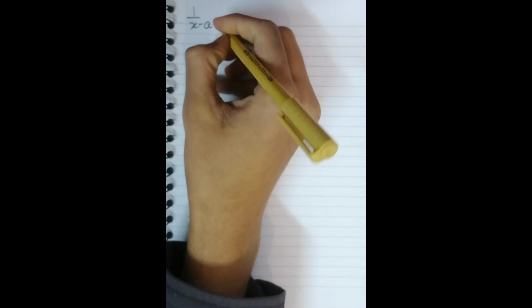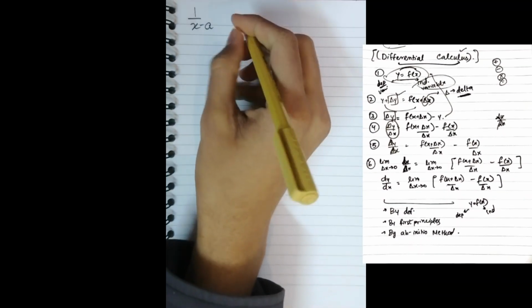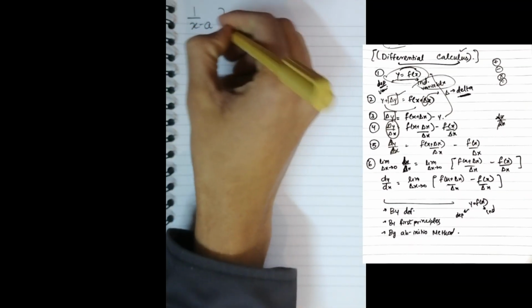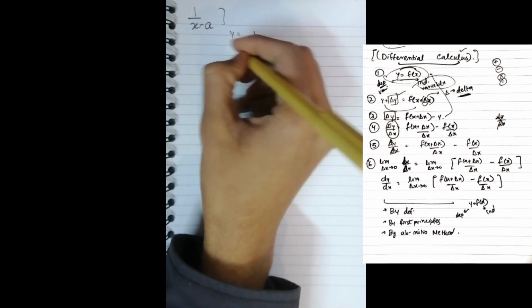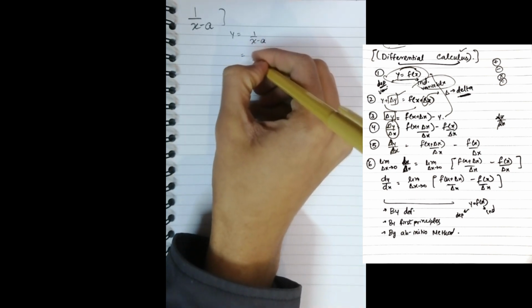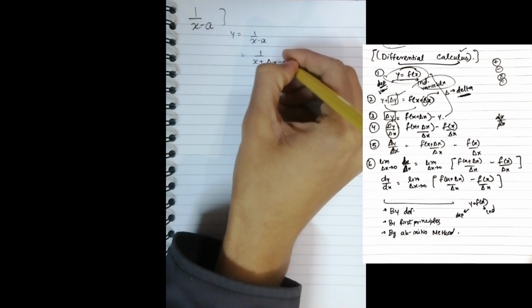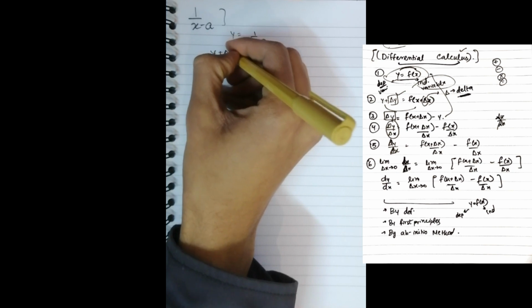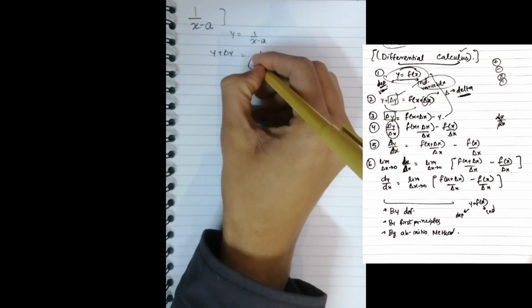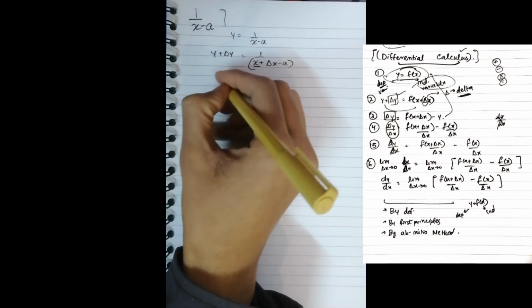Okay, so now we are going to solve this question in which it says that you have to find the derivative of 1 over x minus a. So first of all, I'm going to convert this thing into a function by putting it equal to y. Okay, and after that I'm going to add my increment in the dependent variable as well as in the independent variable. Oh, sorry. X is the independent variable, y is the dependent variable.